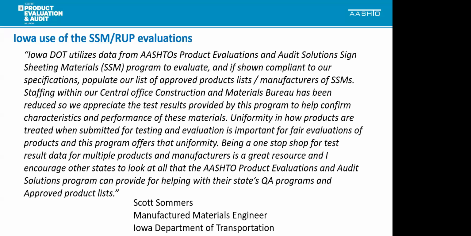And Jason and Jim went over all the things that are done to make sure the data that you're getting is top notch. And all these products are evaluated side by side, the same way on the same test deck. And you're getting a consistent evaluation from one product to the other. So that's a good point that Scott makes. He also mentioned that the ability to have one-stop shopping for test results for multiple sign sheeting products is a great resource, and he also encourages other states to use the program. So thanks to those gentlemen for providing their input.